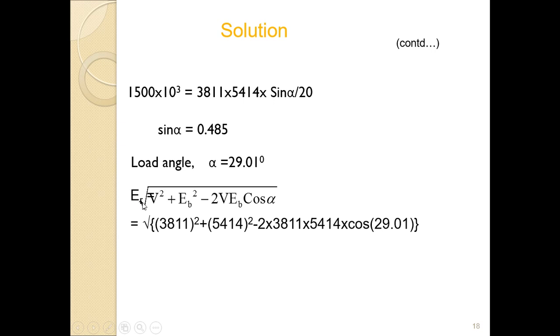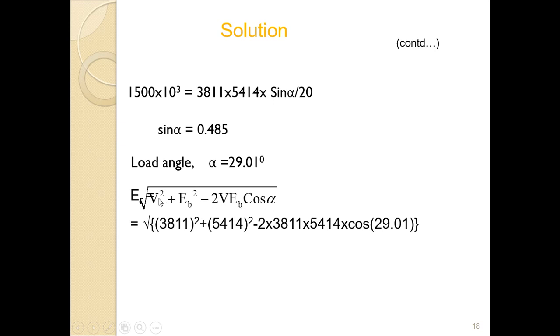ER, so I think it is overlapped when I am doing the typing and doing a page adjustment. So here you note down clearly: ER is equal to square root of V square plus EB square minus 2V EB cos alpha. I am repeating once again, because when I am doing this page adjustment, it is overlapped both. So ER is equal to square root of V square plus EB square minus 2V EB cos alpha.